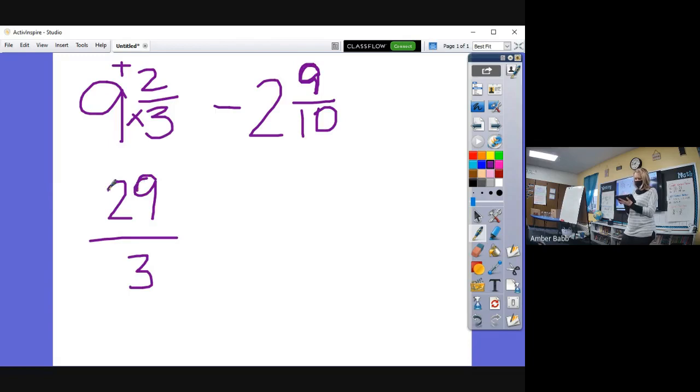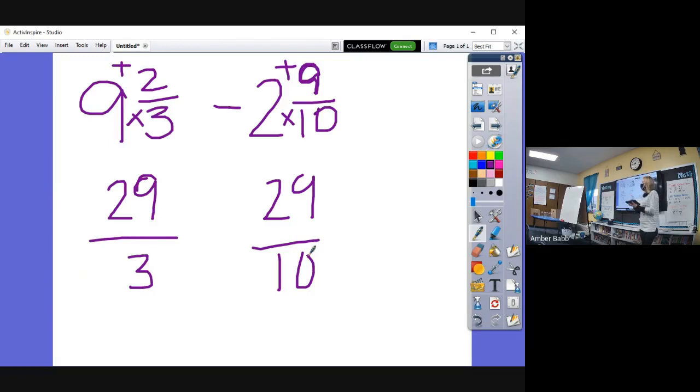And then you would do this exact same thing on the other side. So I would have 10 times 2 is 20, plus 9, would give you 29. Now don't freak out, because you might think, oh, 29 minus 29. No, this isn't 29 minus 29. Why not? Because the denominators are different. So I can't just subtract my numerators.